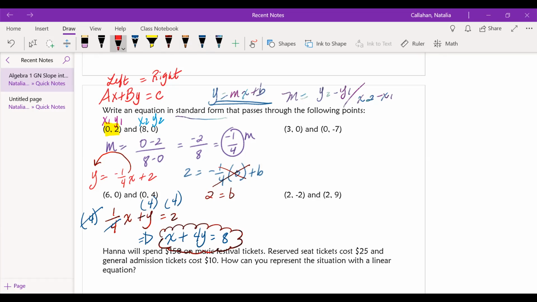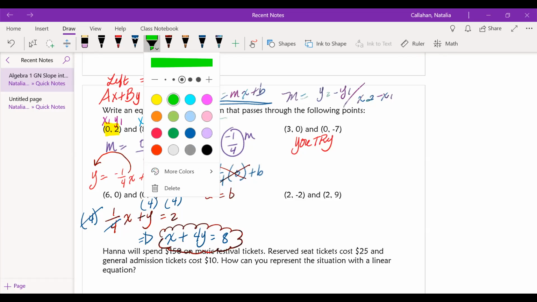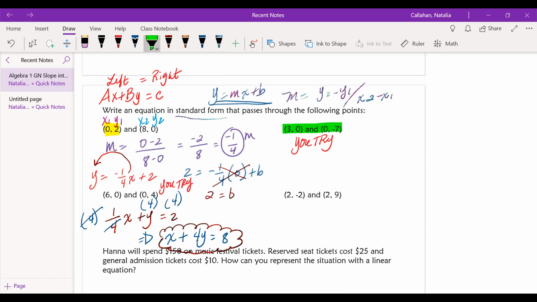I'm going to go ahead and have you guys try this one, and try this one. So you're going to try the 2 questions that I'm going to highlight in green. And I'm going to go ahead and go over one more with you guys. Let's go ahead and do this one together.